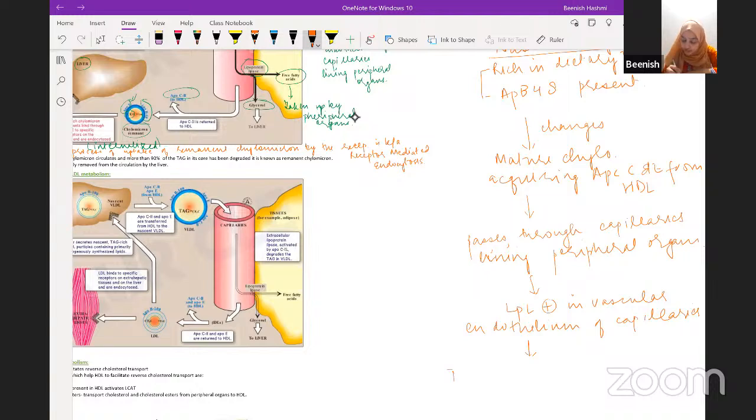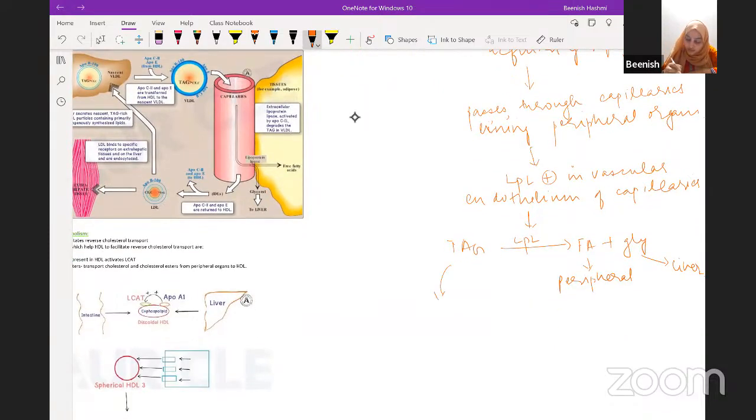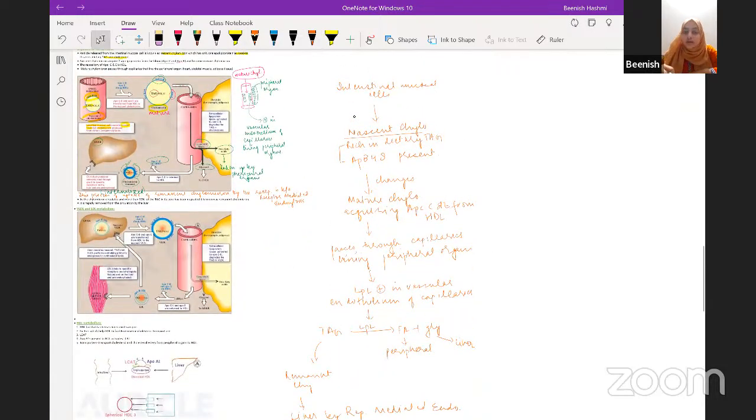By the action of lipoprotein lipase on TAG, it will form what? Free fatty acid plus glycerol. Your fatty acids are taken up by peripheral organs, and your glycerol goes to the liver. Now, what is left is your remnant chylomicron, which will be taken up by the liver by receptor mediated endocytosis. So this flowchart is briefly for chylomicron metabolism. I have made this for chylomicron.